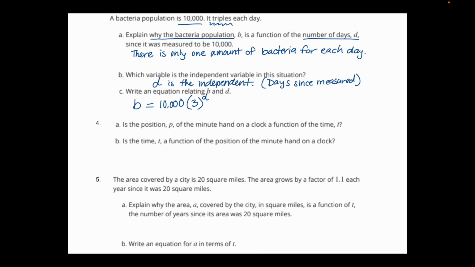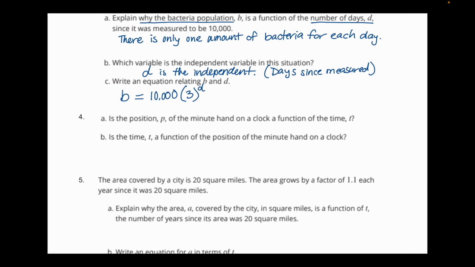Question 4 is another question about whether or not these things can be functions. So the position P of a minute hand on a clock. All right, well, let's draw ourselves a little clock here. I'll make a circle, and there we go. I could draw my different hands and everything on my clock. Maybe we'll do the minute hand a little bit longer, and then I could have my hour hand shorter, something like that.